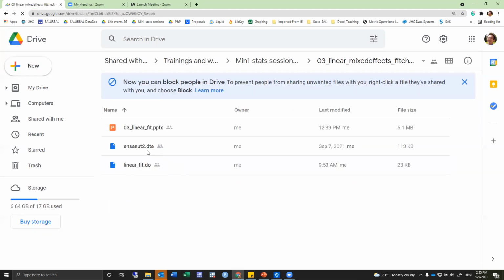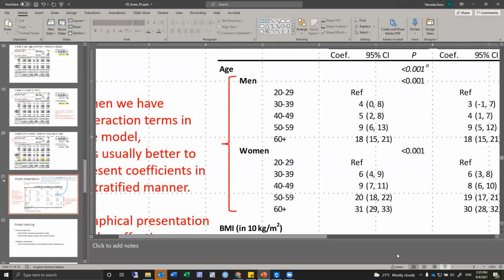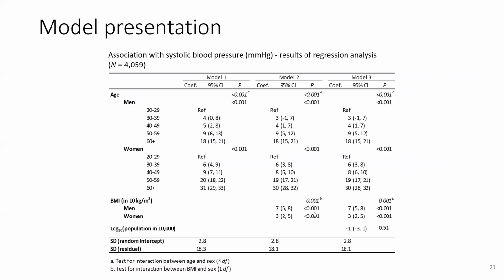And then you see the data set as well as the script, or do file, or program, so you can look at how I calculate this value. Okay. Any more questions? Okay, let's go.